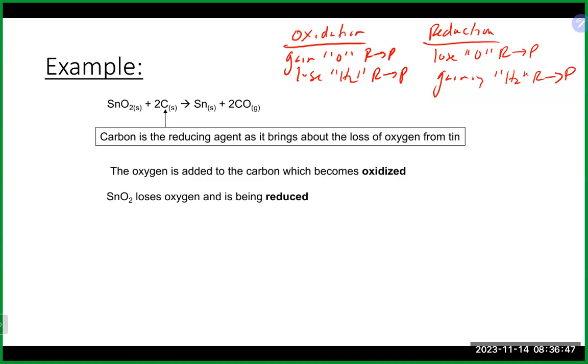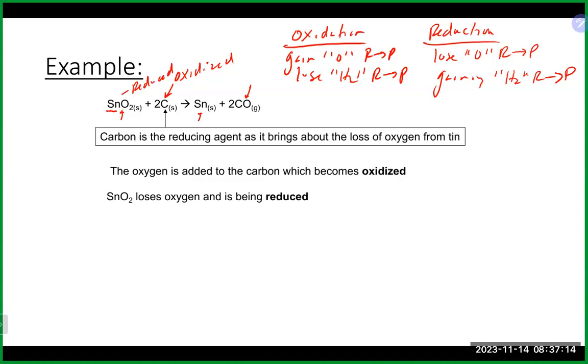So if we look at this one, where it may not be obvious to look at oxidation states, or there's no metals involved, but you just want to see what's going on. If we look at the carbon, for example, from left to right, it definitely has gained oxygen, which means the carbon here is being oxidized. You could also look at the tin. The tin here lost oxygen, which means it is being reduced. All right.